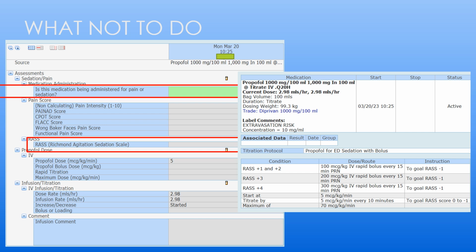In the following example, the medication being administered is propofol. It is asked, is this medication being given for pain or sedation? This must be answered. The RASS should be completed as well, but this is an example of what not to do. It is important to note that whenever a patient is being sedated, we must still control the pain. Just because the patient is on sedatives doesn't mean that they don't feel pain. So make sure that we're assessing the pain, documenting the CPOT for the pain, and documenting the RASS for the sedation.